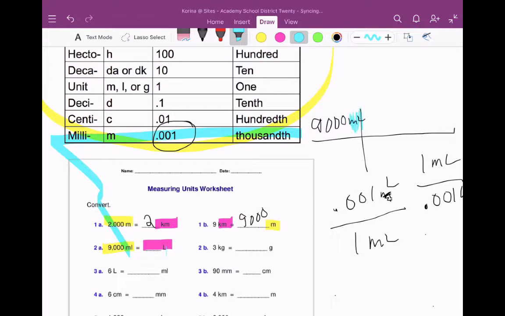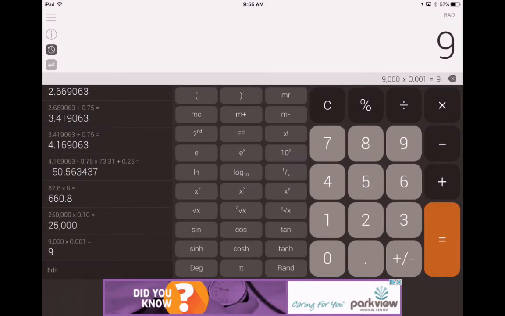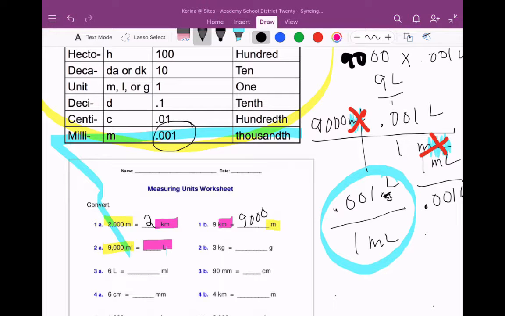In our conversion factor, we have milliliters on the top, which means we need to put milliliters on the bottom. We're going to use this conversion factor, 0.001 liters, 1 milliliter on the bottom. Our milliliters will cross out. And then we need to multiply across the top, 9,000 times 0.001 liters. And then we need to divide by our bottom, which is just 1, so this will equal 9 liters.